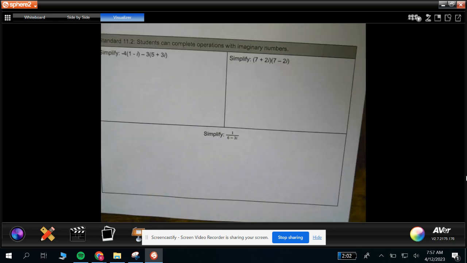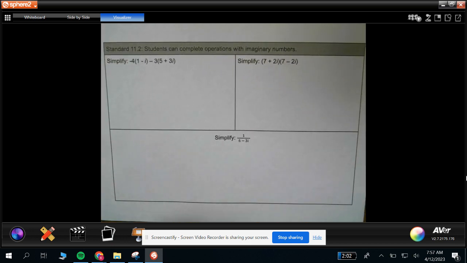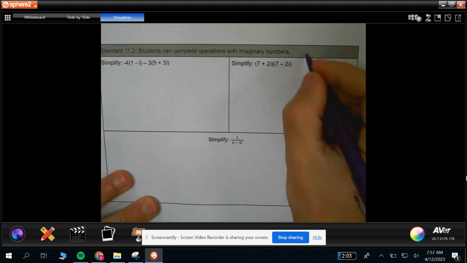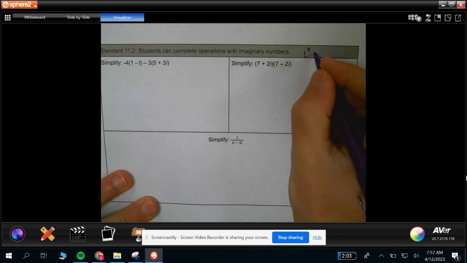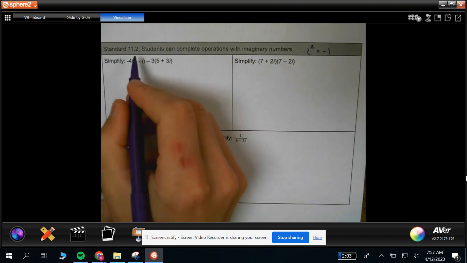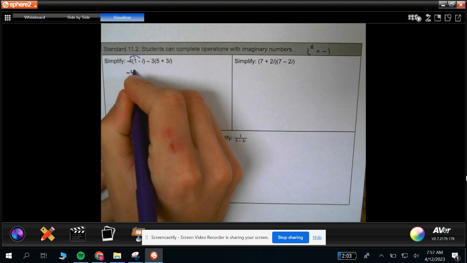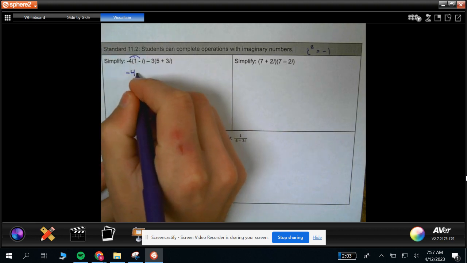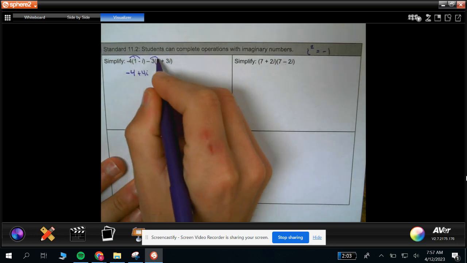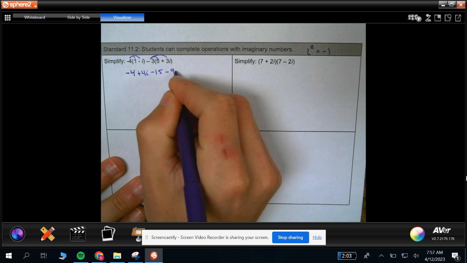Moving on to standard 11.2, completing operations with imaginary numbers. These are all about putting real with real, imaginary with imaginary, and remembering, key thing here, that i squared equals negative 1. So let's do this first one. First step, let's distribute. Negative 4 times 1 is negative 4. Negative 4 times negative i is plus 4i. Negative times a negative. Negative 3 times 5 is negative 15. Negative 3 times 3i is minus 9i.